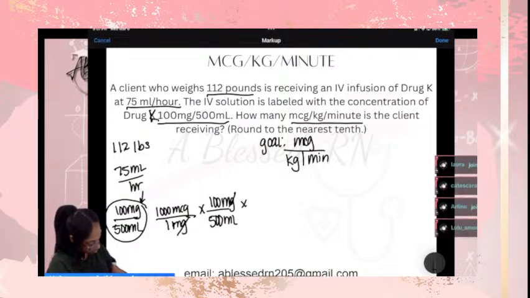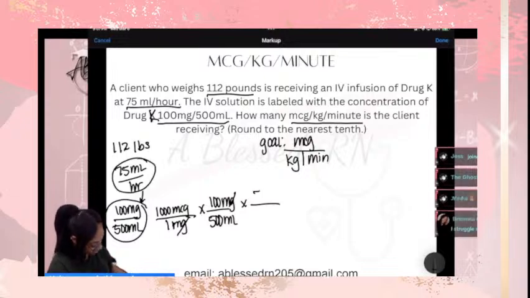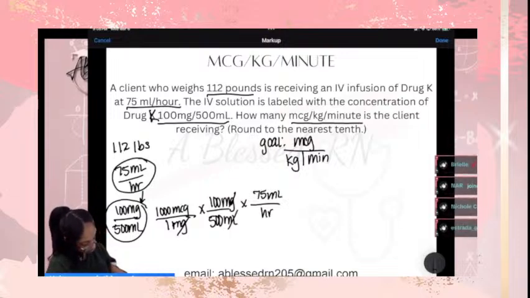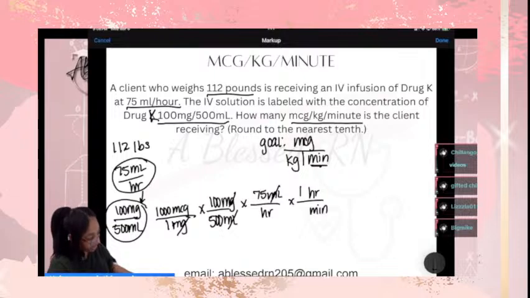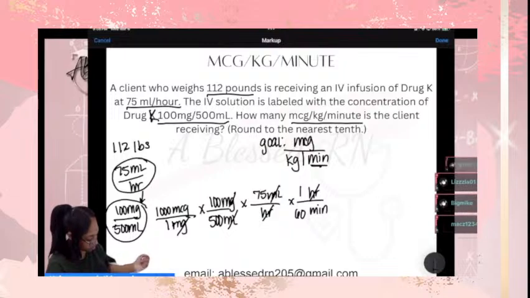Milligrams is now gone. Now I've got milliliters on the bottom. I need milliliters on the top. So I'll use this. So we've got this puzzle piece right here. 75 mLs over hours. Milliliters crosses out. They're gone. So now I've got hours on the bottom. I need minutes on the bottom. So I'll put my hours on the top and I'll put my minutes on the bottom. 1 hour is 60 minutes. Hours crosses out, hours are gone.